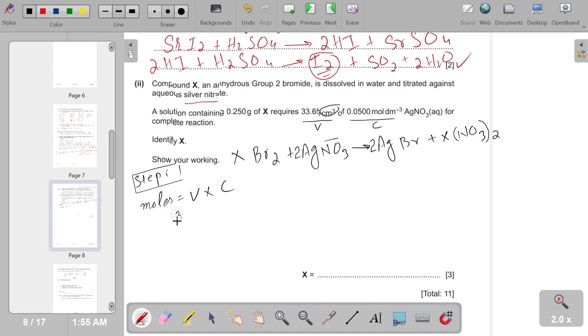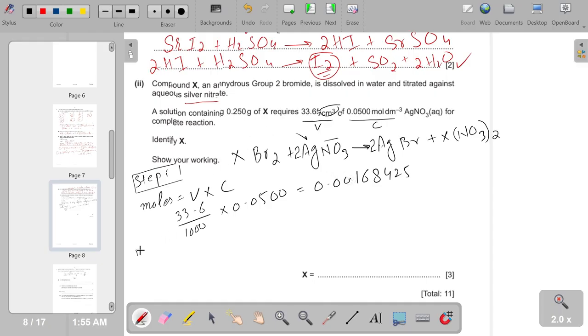It is 33.6 divided by 1000, multiplied by the concentration. You can see it is 0.0500. So what are the moles for this? You can get 0.00168425 moles. We got the moles of silver nitrate.